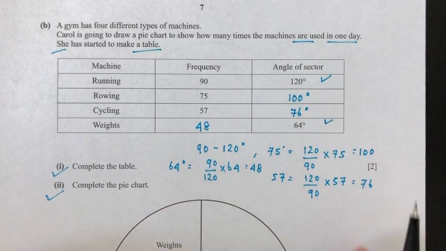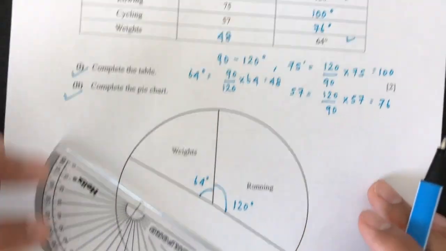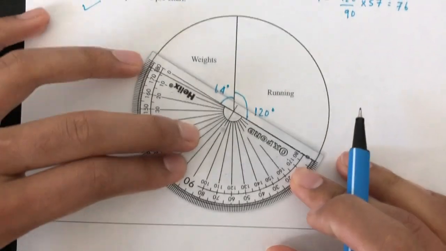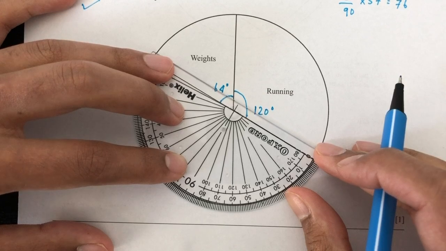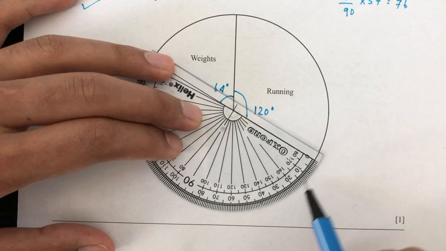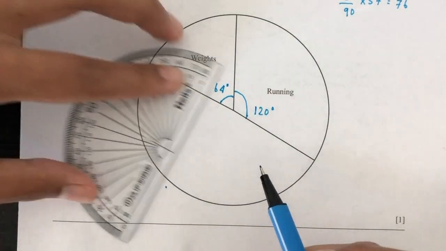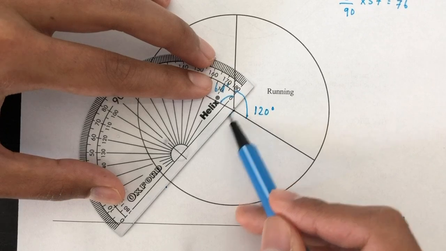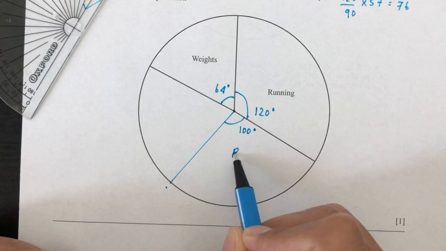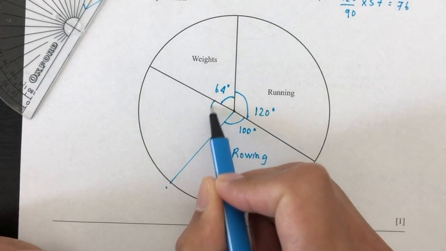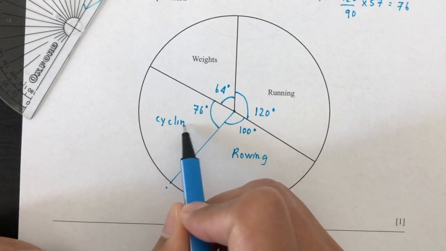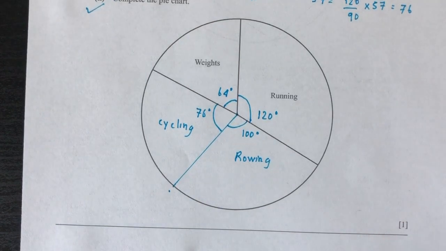Now for rowing is 100, so let's measure the angle for rowing from, let's do from here. Let's read the value for 100 degrees. This is the center here, and this is on the line. So 100 will be about right here. Let's join these two. Okay, so this angle here is 100, and it is for rowing. And the remaining one is just the remaining, which is 76, which is cycling. Okay, so that is part B of your question.